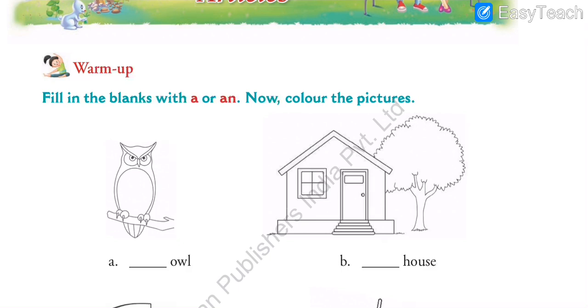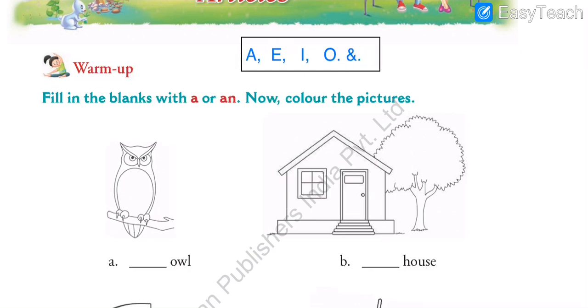So let us first have a look at what a vowel is. Carefully look onto the screen. What am I writing? A, then E, I, O, and U.